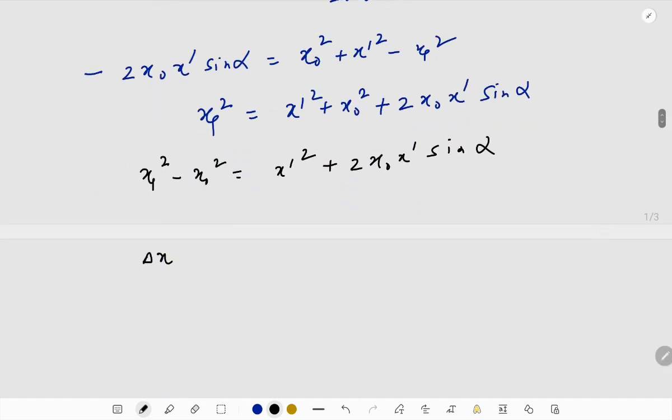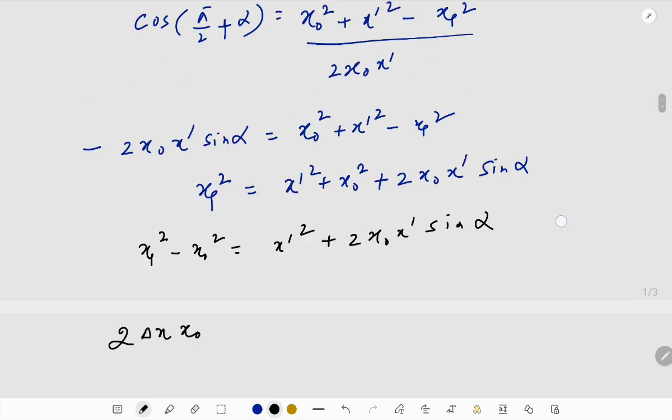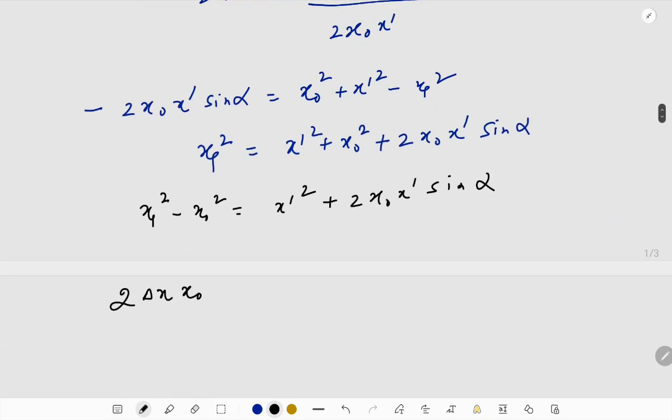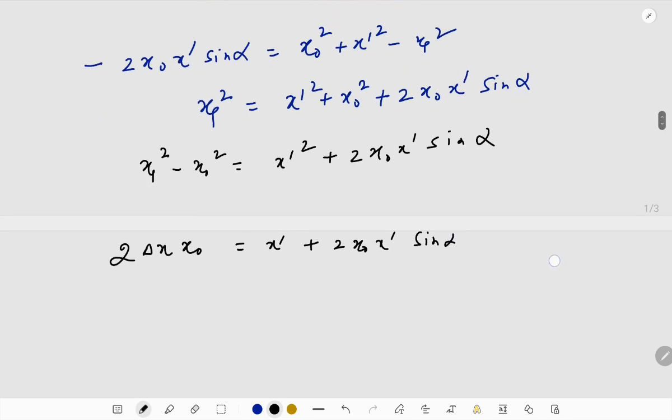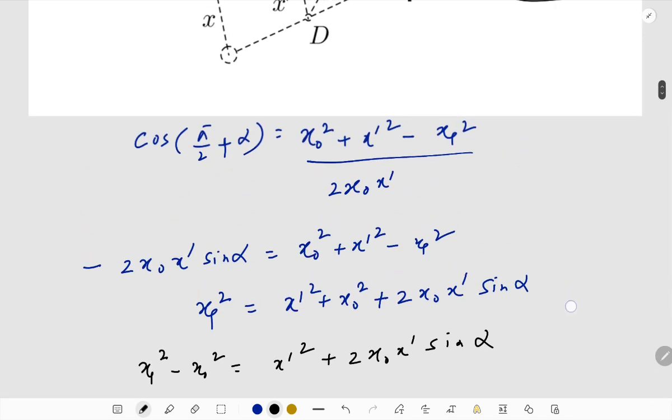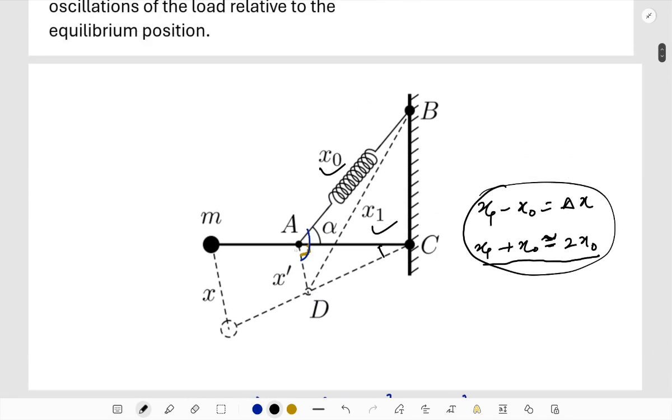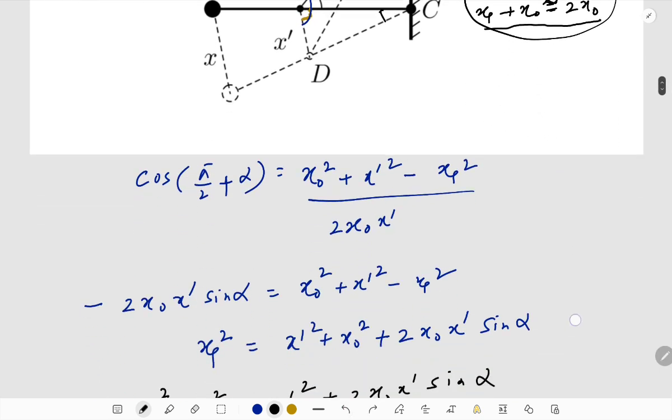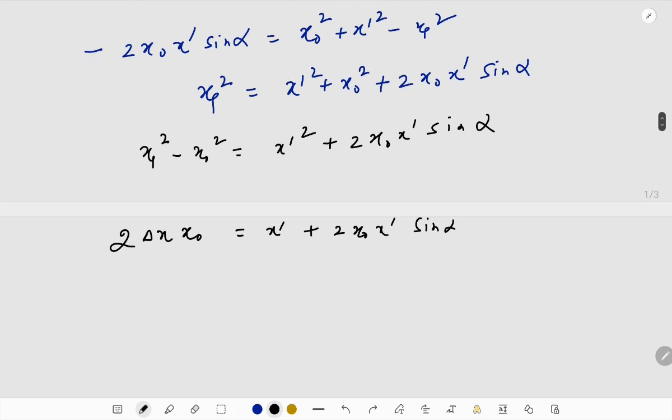So it's delta x, and then x1 plus x0, that is 2x0, equal to x dash square plus 2x0 x dash sine alpha, and x dash is quite small. This length is quite small, so x dash square is 0. Oh, where is x dash square? Oh no, something mixed up. x dash square is 0.